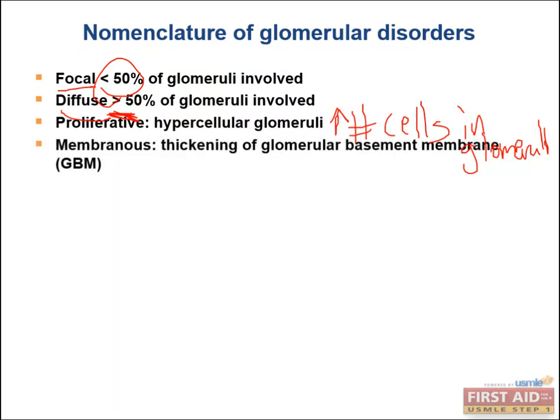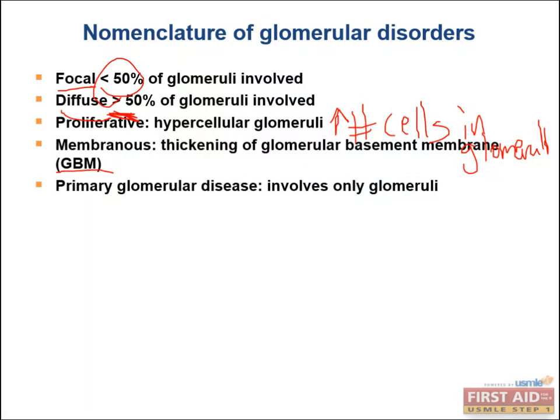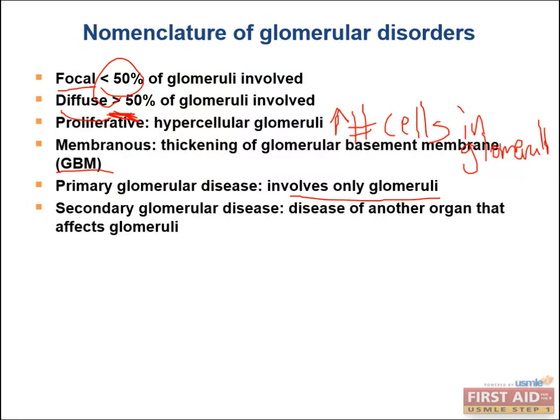Membranous disorders involve thickening of the glomerular basement membrane, also referred to as the GBM. Primary glomerular disease only involves the glomeruli, whereas secondary glomerular diseases are diseases of another organ system that then affects the glomeruli. For example, diabetes, which is a pathology of the pancreas, but it has effects on the glomeruli of the kidney.